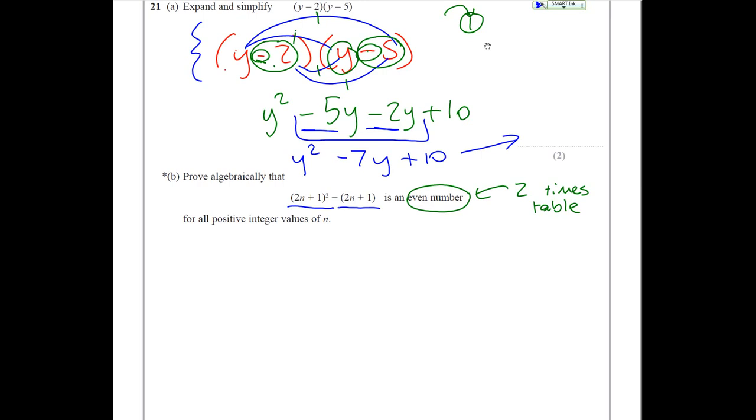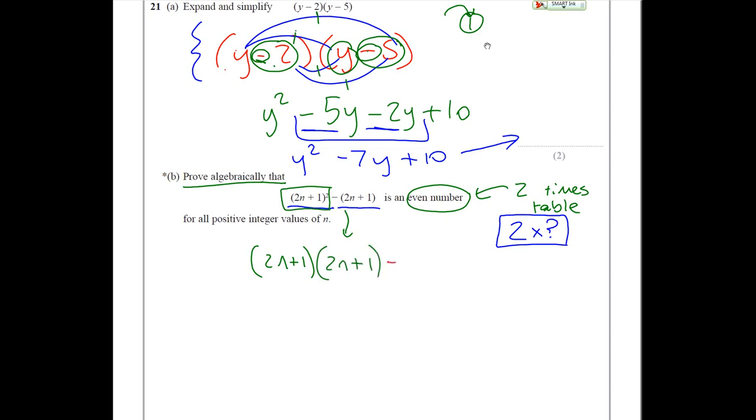So what we need to think about is 2 times 1 is our first one, 2 times 2, 2 times 3. So 2 times something gives us a number in the 2 times table. Okay. Now let's look at prove algebraically. We're going to apply our algebra skills to this little expression. First bit, 2n plus 1 all squared. Well, squared means times by itself, so let's times that by itself. And then we're taking away 2n plus 1.